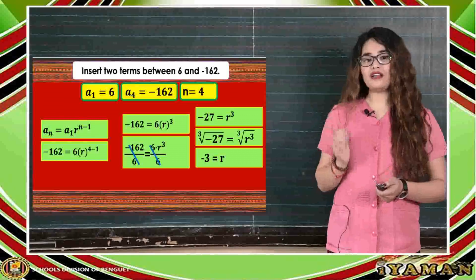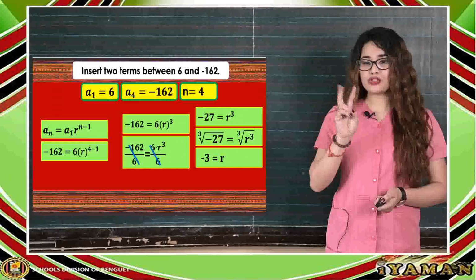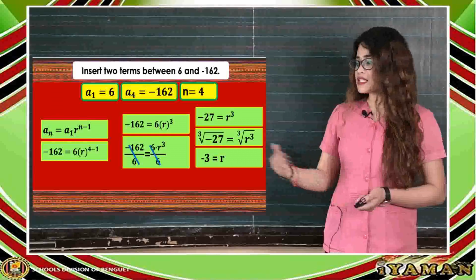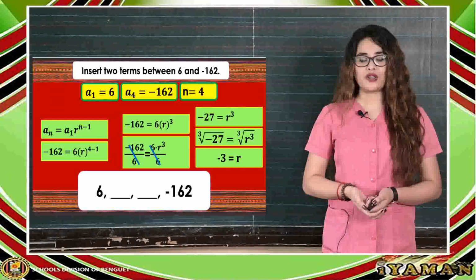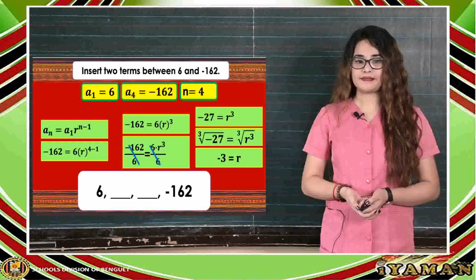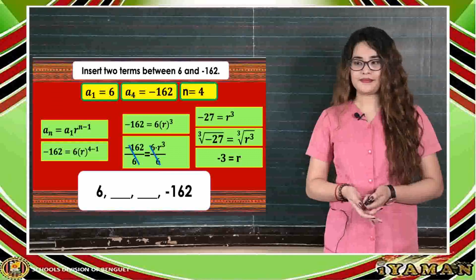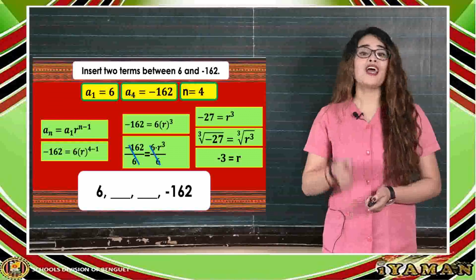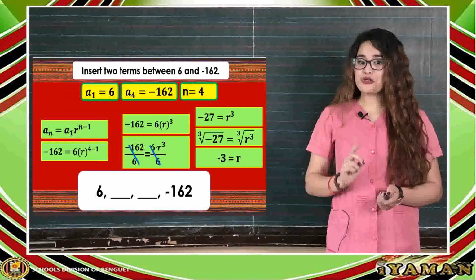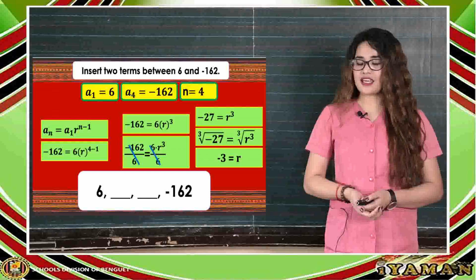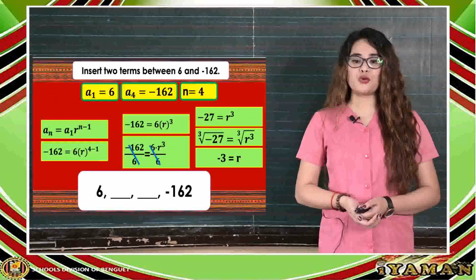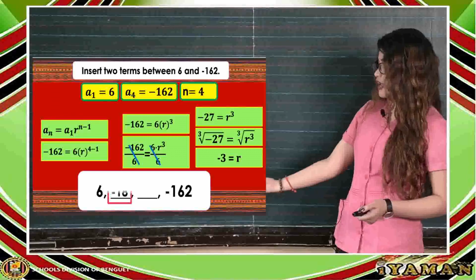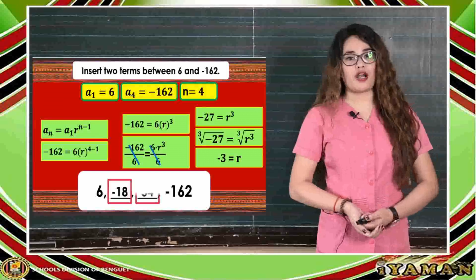Now, with that value of r, what are the two geometric means between 6 and negative 162? You're right. The two geometric means between 6 and negative 162 are negative 18 and 54.